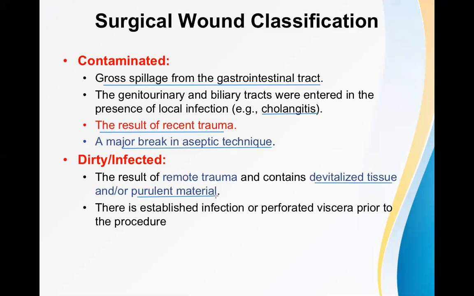One more thing you need to remember in surgical wound classification regarding the dirty or infected wound is, if we operate on perforated viscera, okay. Now, can you give example of perforated viscus or viscera? Few examples, which are those situations where there is perforation in our GI tract? Anybody?